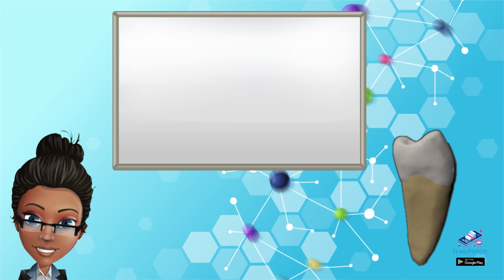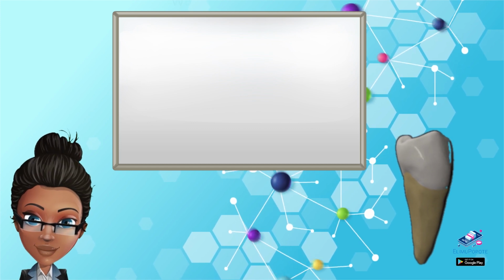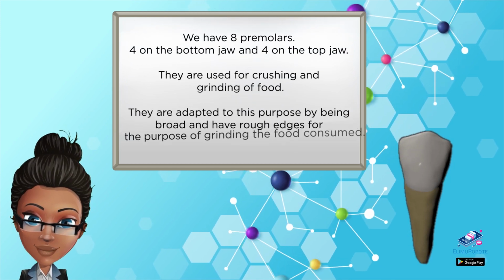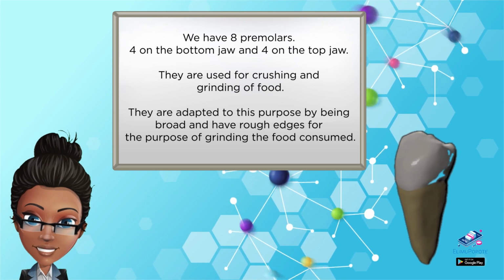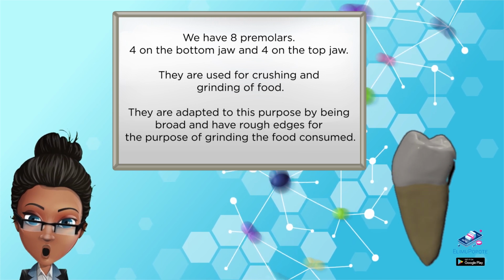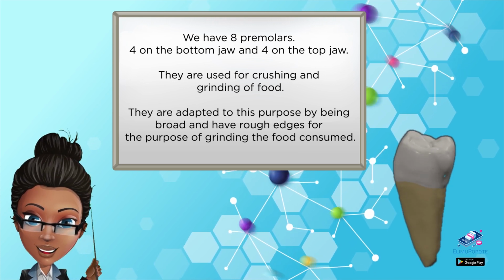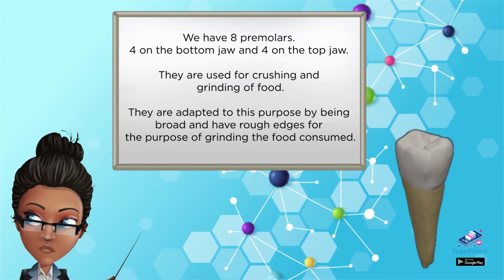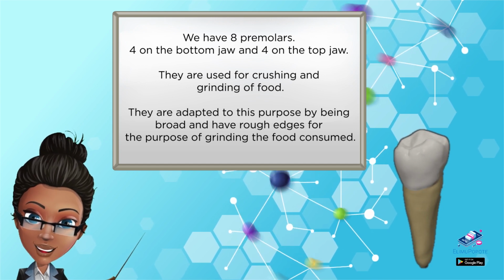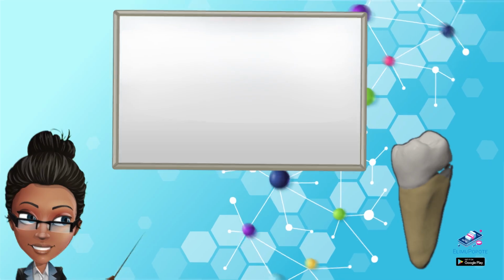Premolar. We have 8 premolars, 4 on the bottom jaw and 4 on the top jaw. They are used for crushing and grinding of food. They are adapted to this purpose by being broad and having rough edges, for the purpose of grinding the food consumed.